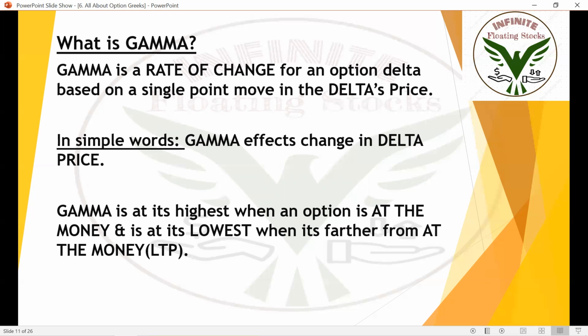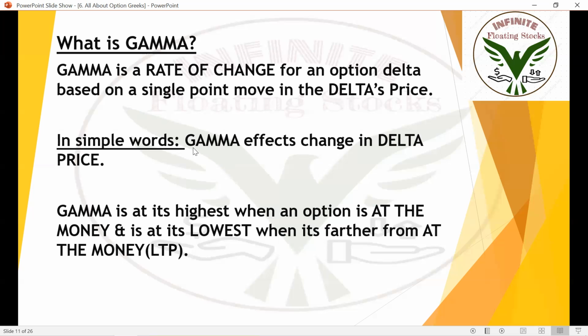It's pretty simple. I already explained how delta affects option premium. In the similar way, gamma affects delta's price. So gamma is nothing but the rate of change for an option delta based on single point movement in delta's price. Don't worry, I'll be explaining in very simple terms.